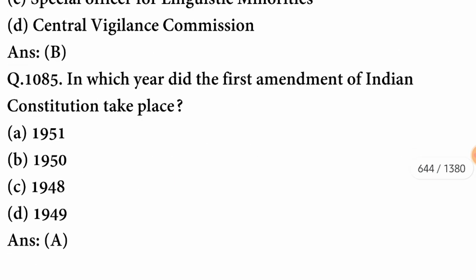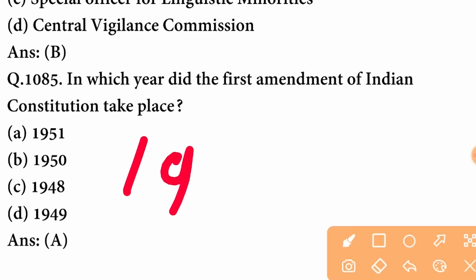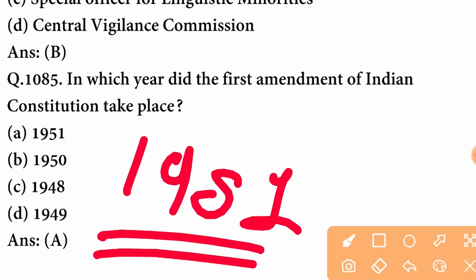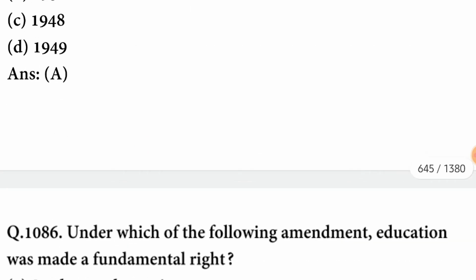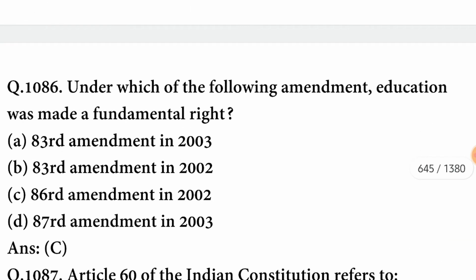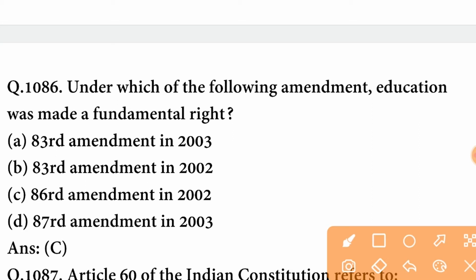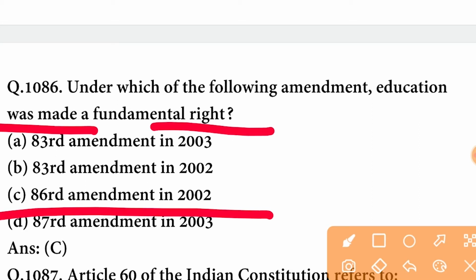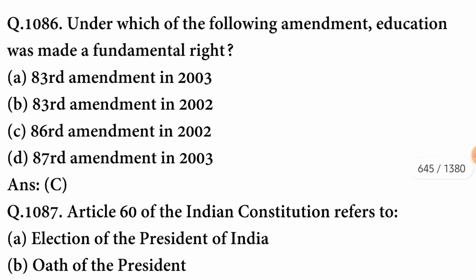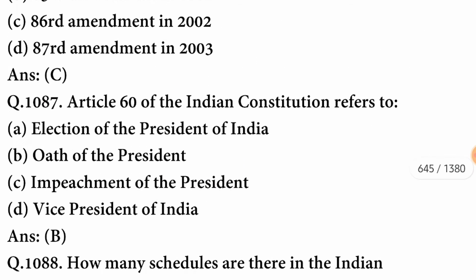B option is correct. In which year did the first amendment of Indian Constitution take place? It took place in 1951. A option is correct. Under which article of the following amendment education was made a fundamental right? The amendment was 86th amendment in 2002. C option is correct here. Next question.